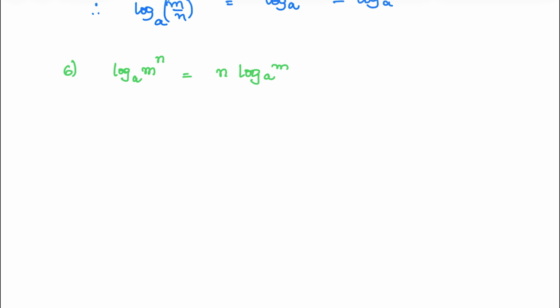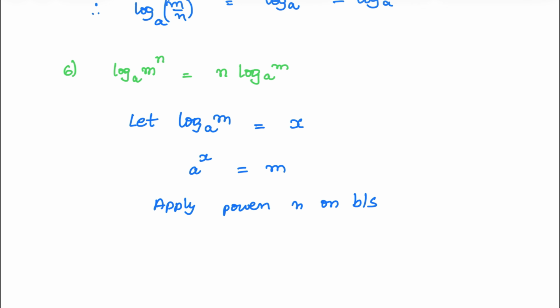Let's discuss the sixth one: log m power of n base a equals n log m base a. Let log m base a equal x. We know a power of x equals m. Apply power n on both sides.